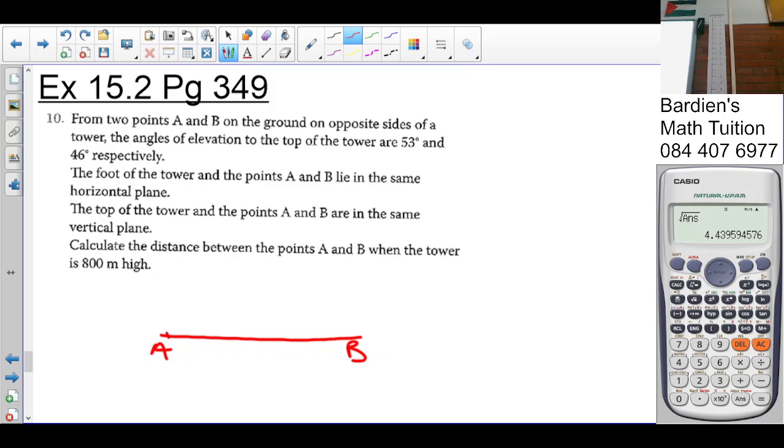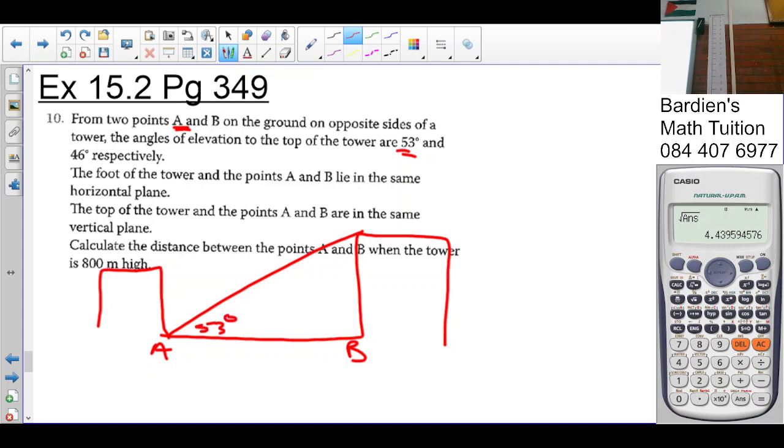Okay, so basically what you have is this here. Got A. It says respectively, so in that order. From A you've got 53 degrees. So A's side of the tower is taller. Why? Because the angle that it opens up is bigger. So that is 53 degrees there. And then from B it is going to be 46, which is of course lower. And that stands 90 to the ground again.